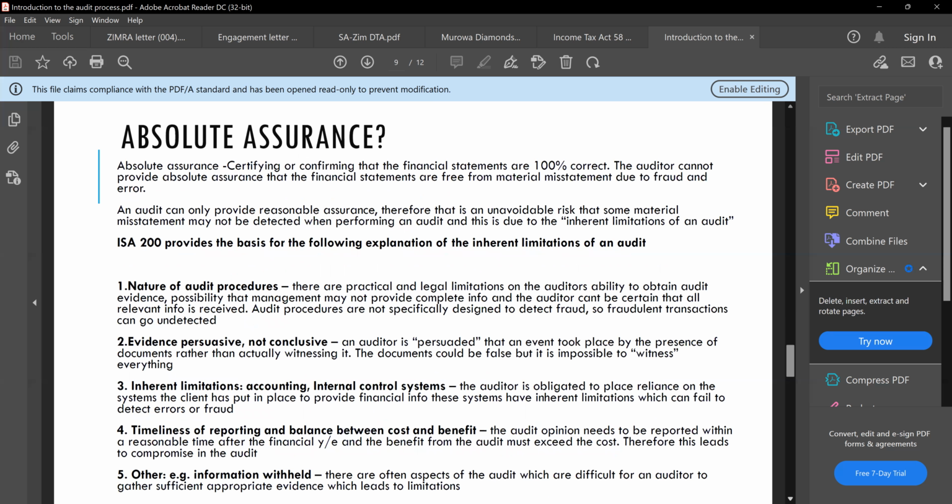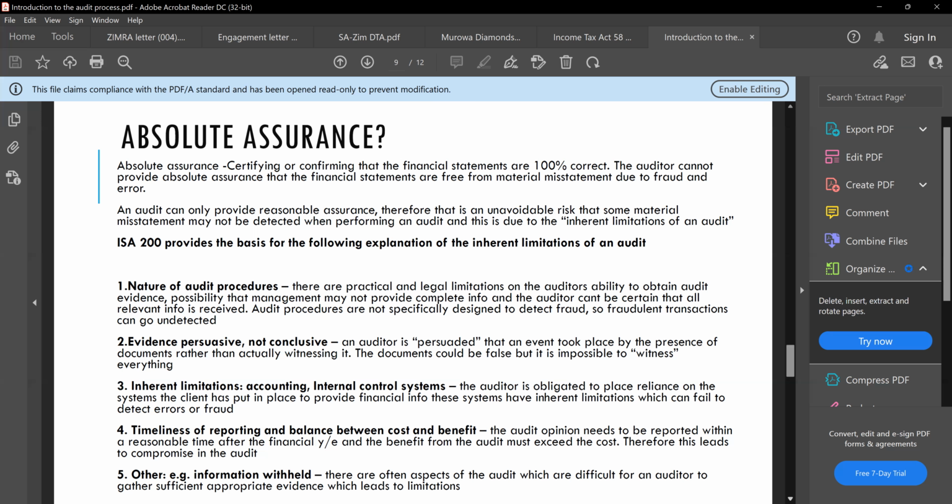So we spoke about limited assurance and reasonable assurance. What about absolute assurance? Why can't an auditor give absolute assurance? Absolute assurance is certifying or confirming that the financial statements are 100% correct. The auditor cannot provide absolute assurance that the financial statements are free from material misstatement due to fraud and error.